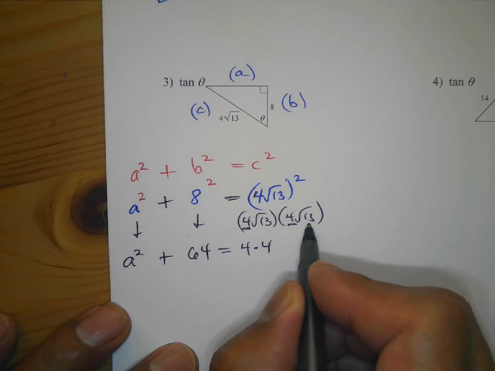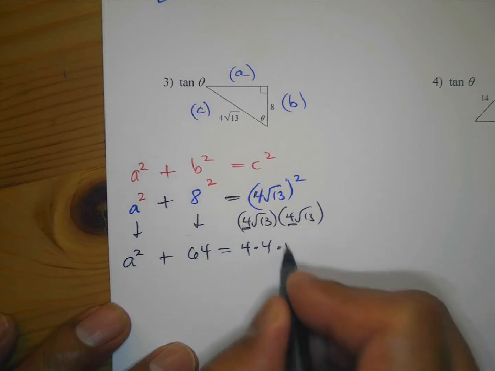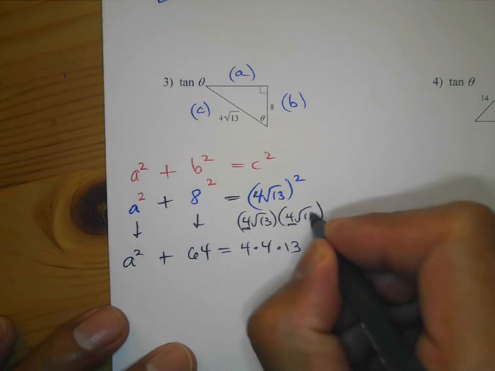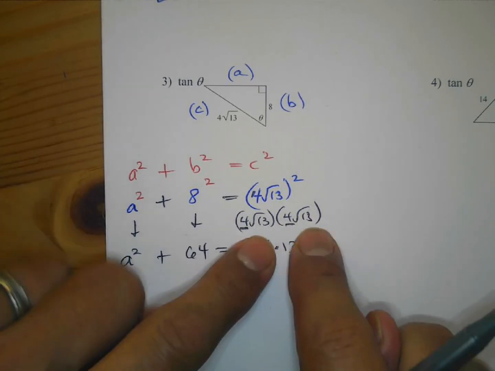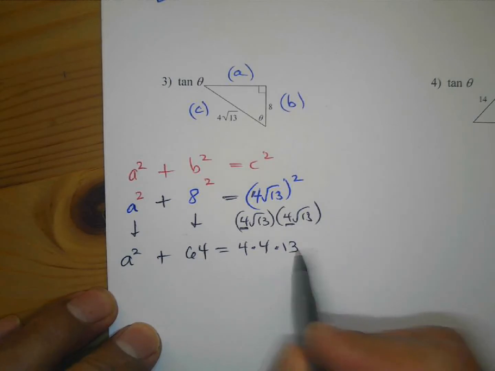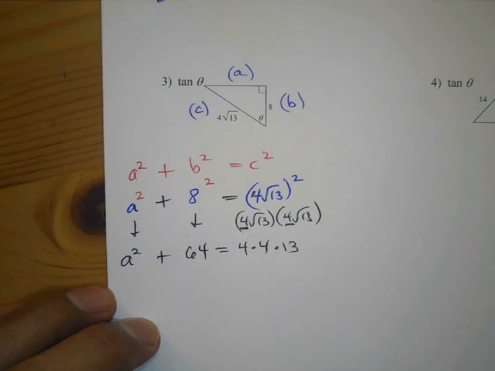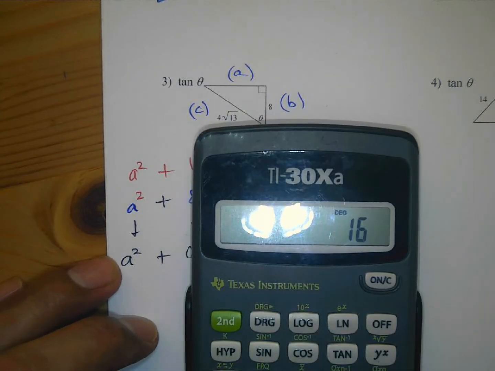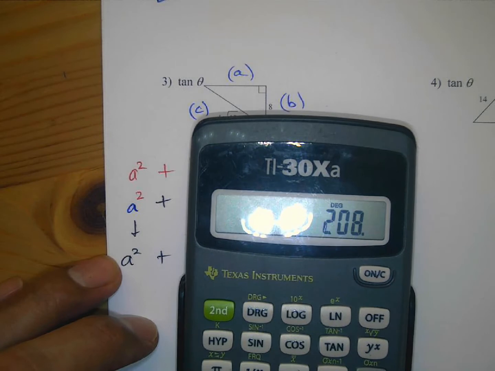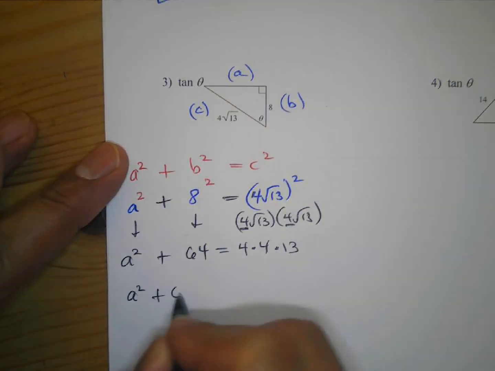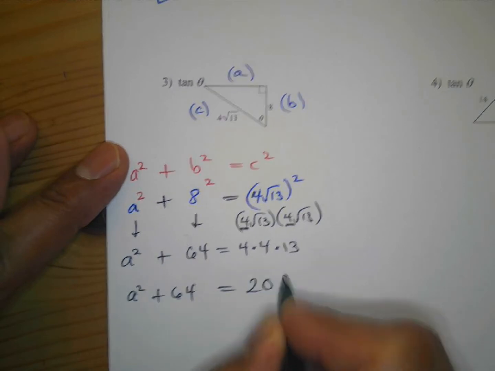And then the square root of 13 times the square root of 13 makes a what? A whole 13. So you got to multiply 2 4s and 1 13. These 2 4s and the square root of 13 times the square root of 13 gives you 1 13. Okay, 4 times 4 is 16. 16 times 13, I got 208. A squared plus 64 equals 208.